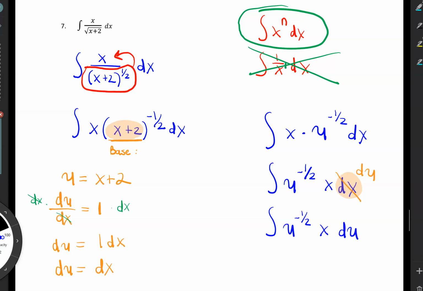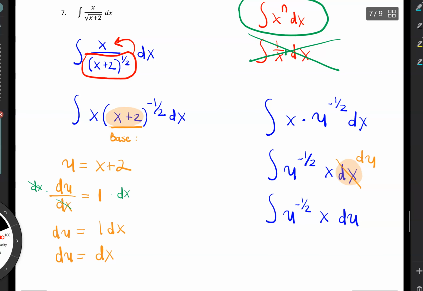What's the problem? The problem is, do our variables match? No, I still have an x in there. What are we going to do? Here, let me write a little note here. What's the problem? We still have an x. So we need to turn it into a u, right? We need x to swap out for something with a u.